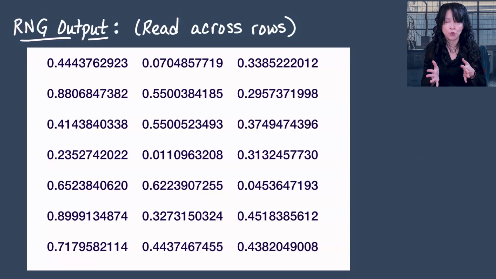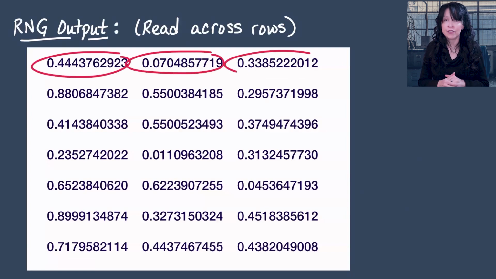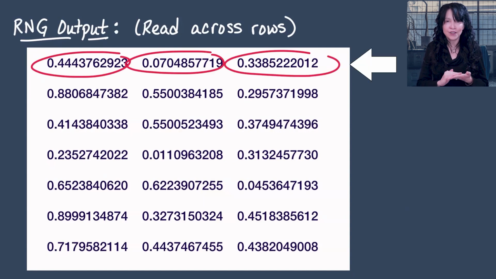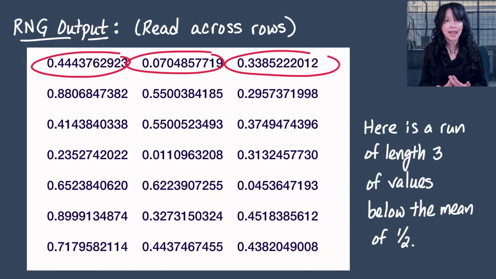Now let's count runs on this slide above or below the mean. Again, the mean is 1/2. So if you look at this first value, it is below the mean of 1/2. And the next value also below. And the third value also below. And the fourth value over here is above. So this run below the mean of 1/2 ends right here. It consists of these three values. What I have is a run of length 3 of values below the mean.